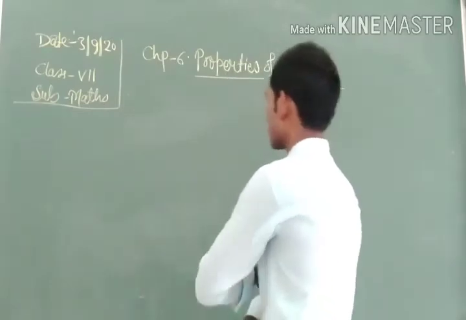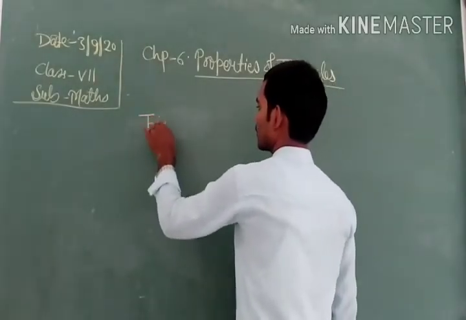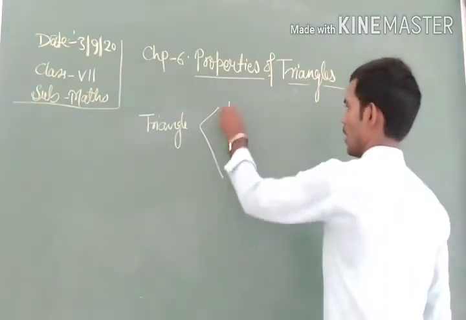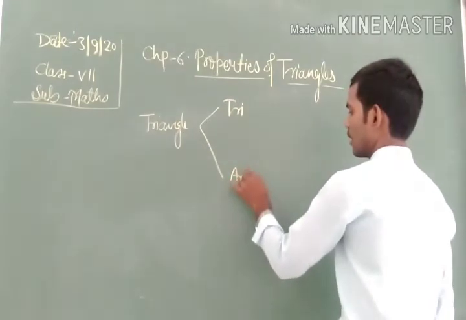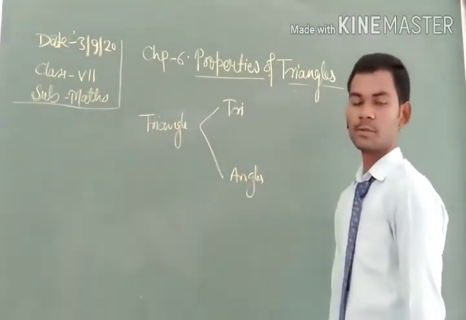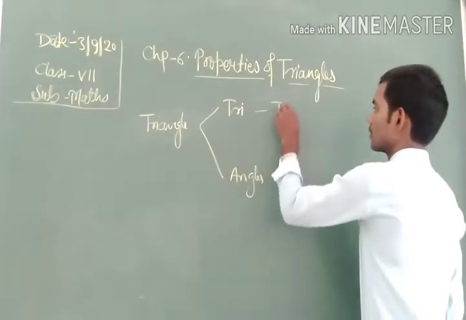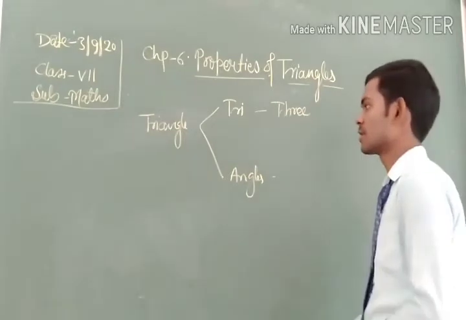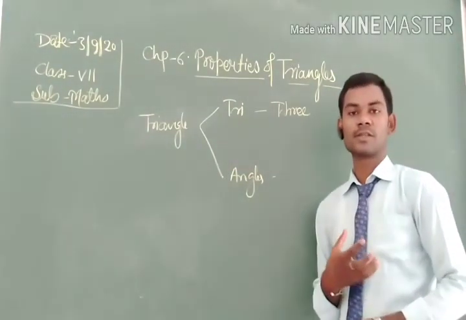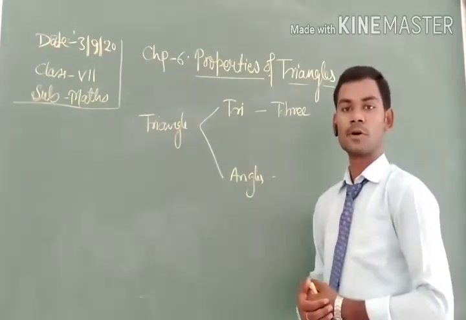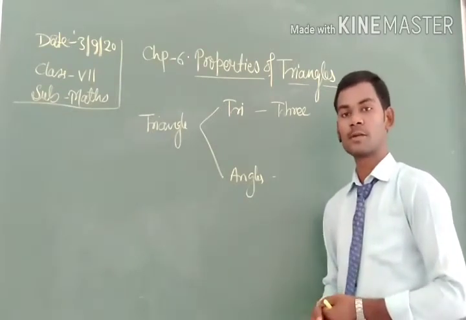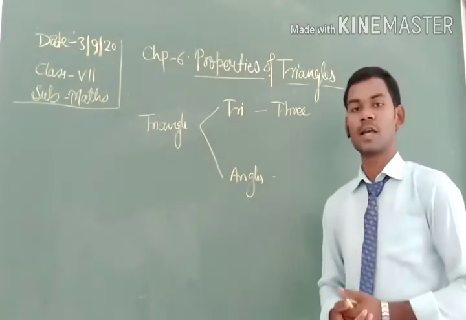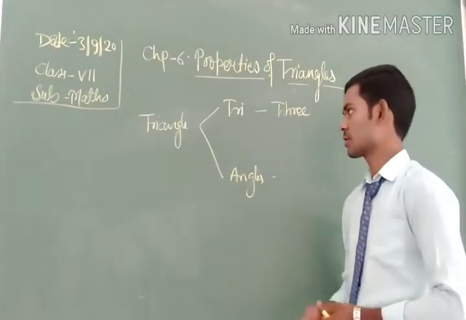So here we shall discuss the triangle. The word triangle is derived from two words, tri and angle. As you know, the meaning of tri is three, and you already know about the angle. So we can say that a triangle is a figure in which there are three angles. When two sides meet at a point, the point is called a vertex and the angle is formed at that point. So a triangle is a figure which has three angles. Okay, so this is the triangle.